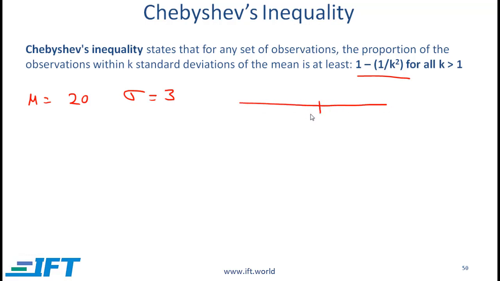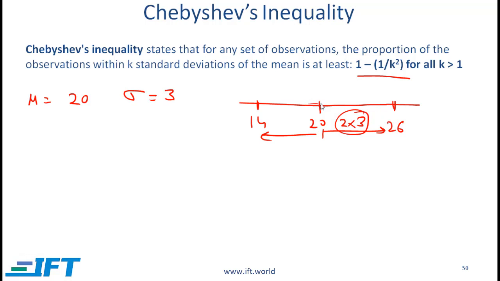So we know that our mean is 20. Two standard deviations to the right of the mean would be 2 multiplied by the standard deviation, which is 3. So that is 6. 26 is 2 standard deviations to the right of the mean, and similarly 14 is 2 standard deviations to the left of the mean. So the range 14 to 26 represents plus or minus 2 standard deviations from the mean.